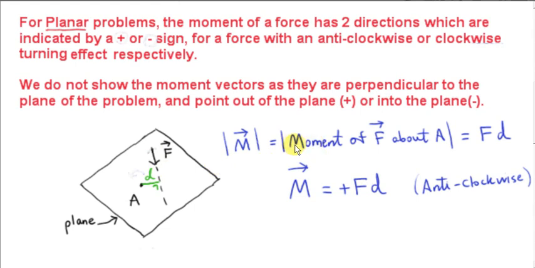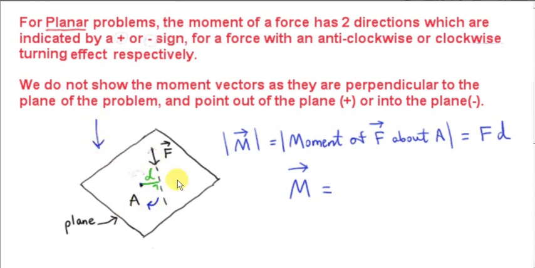The magnitude of the moment of this new force is still given by F times d, like before. It's a positive quantity. That hasn't changed. But what has changed is the direction of the moment vector. We can see now that the turning effect is clockwise. I'll do that in blue. Okay, the turning effect of the force vector F about the point A is clockwise.